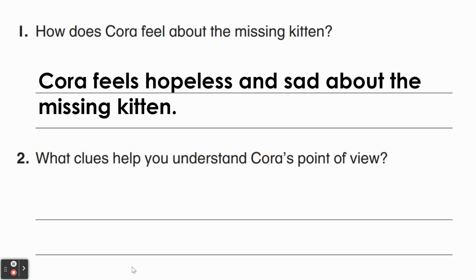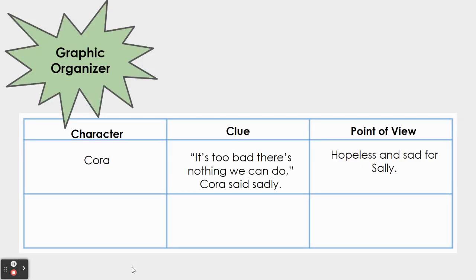Okay, we are back with number 2. What clues helped you understand Cora's point of view? Well, good thing we filled out our chart when we did. You remember that I found a clue in our story. Dialogue, meaning the words Cora was saying and how she was saying it. The clue was, it's too bad there's nothing we can do, Cora said sadly. So by saying she was talking sadly or in a sad way, we know she was sad that the cat went missing. And we felt like she was hopeless because she thought that there was nothing that she could do to help.